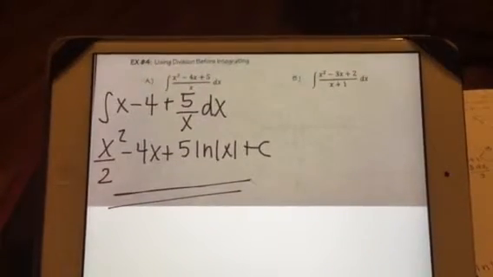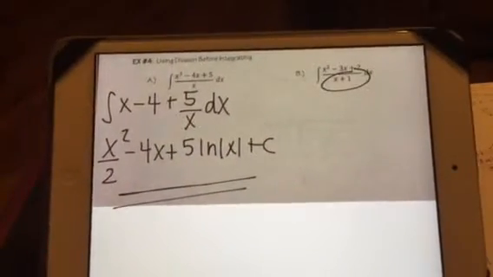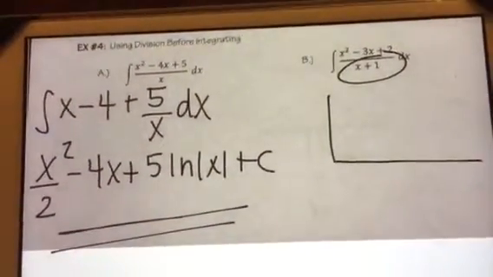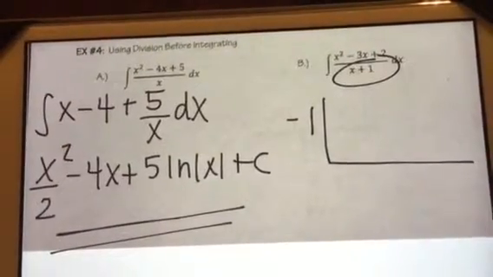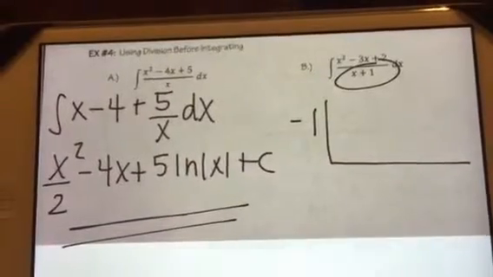Now for part B, we have to do something before we can actually integrate it. In order for us to divide it out, we're going to use synthetic division. Synthetic division is something you should have learned in Algebra 2 and reviewed in pre-cal, but we're going to go over it anyway. You set the bottom equal to 0 and you set the answer on the outside.